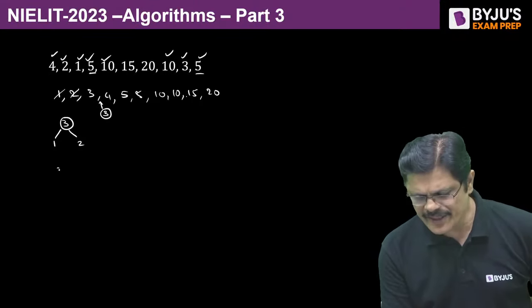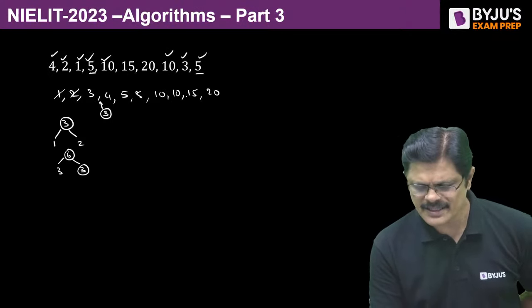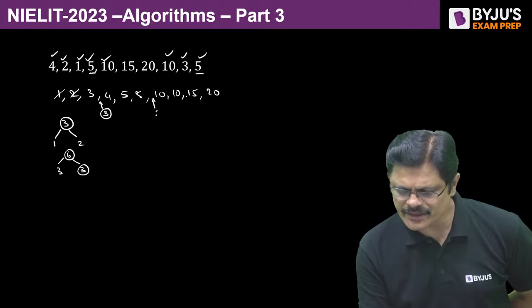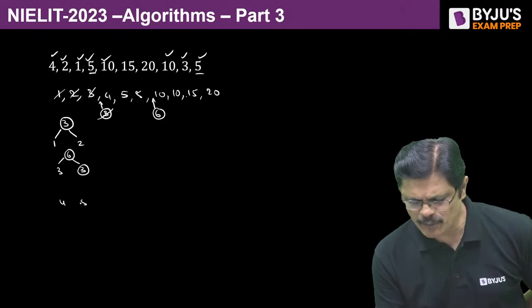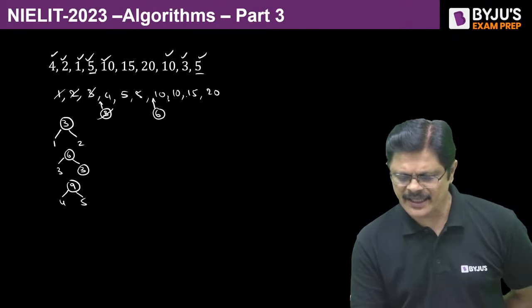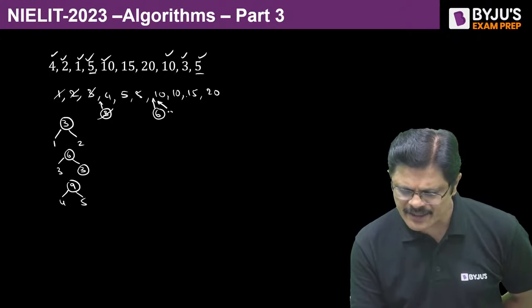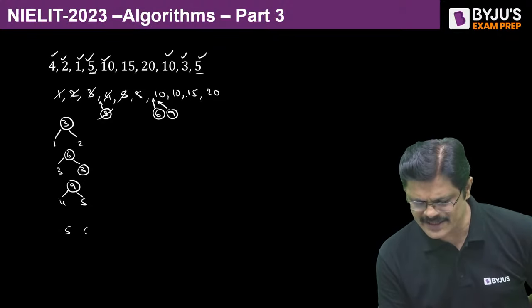Now this 3 and this created 3 merge to form 6. So 6 will go here, and this 3 and 3 are gone. Next 4 and 5 will come. Both are leaf nodes and they are merged to form 9. The 9 again goes after 6. So 4, 5 are gone, and one more 5 is there and 6 is there.